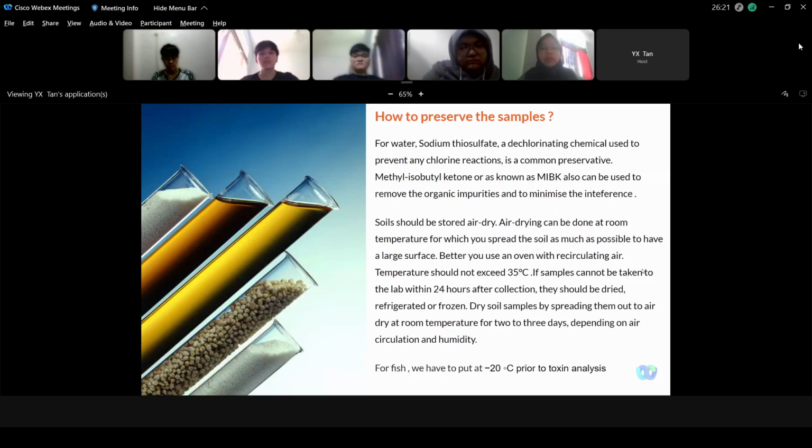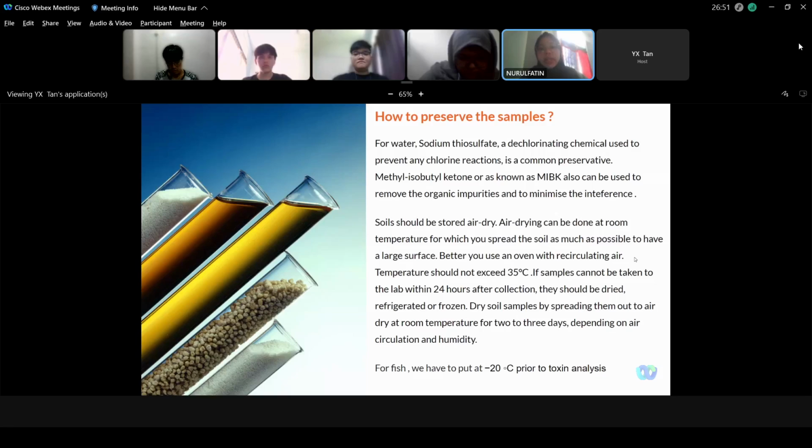Next, as an environmental officer, I would like to explain how to preserve the samples. For water, sodium thiosulfate, a dechlorinating chemical used to prevent any chlorine reactions, is a common preservative. Methyl isobutyl ketone, also known as MIBK, can also be used to remove organic impurities and to minimize interference. Solid samples should be stored air dry.